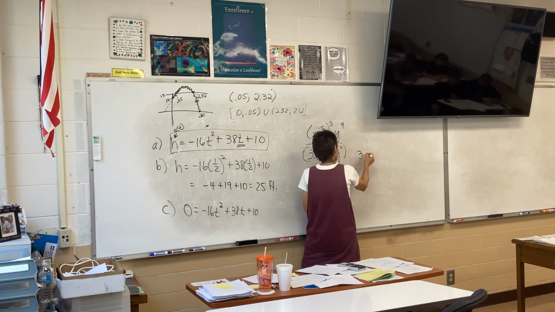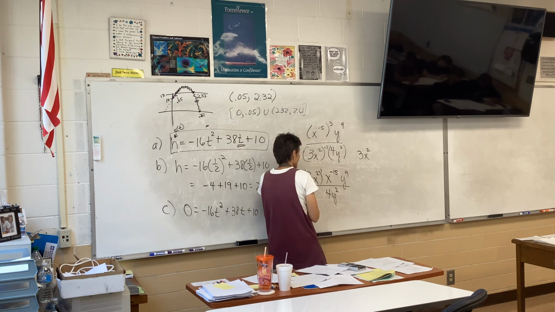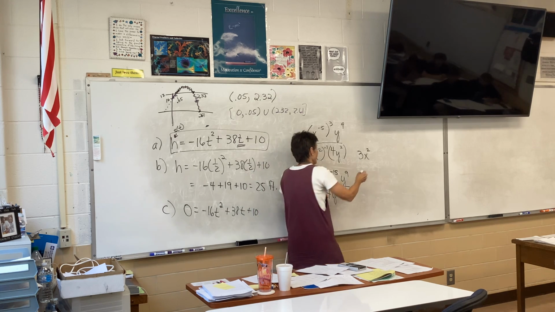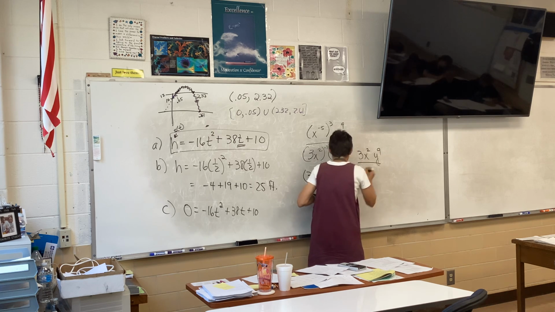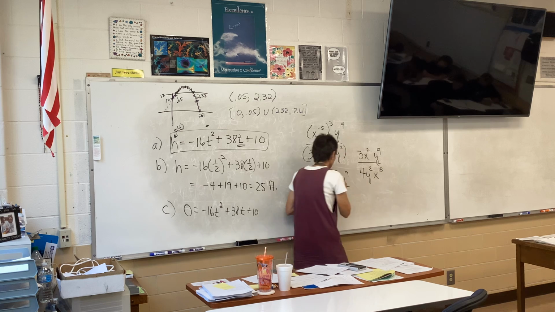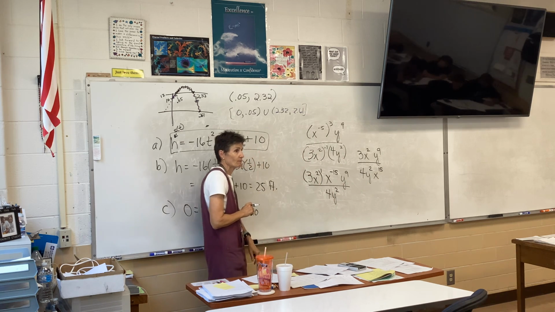So I'm going to have my 3x squared on the top. If this were a different exponent, like a 2 or something, I would square all that, I would take care of that, but it's just a 1. And my y to the 9th is up there. Now, I have 4y squared on the bottom, and I'm bringing my x to the 15th down. Does that make sense to everybody?